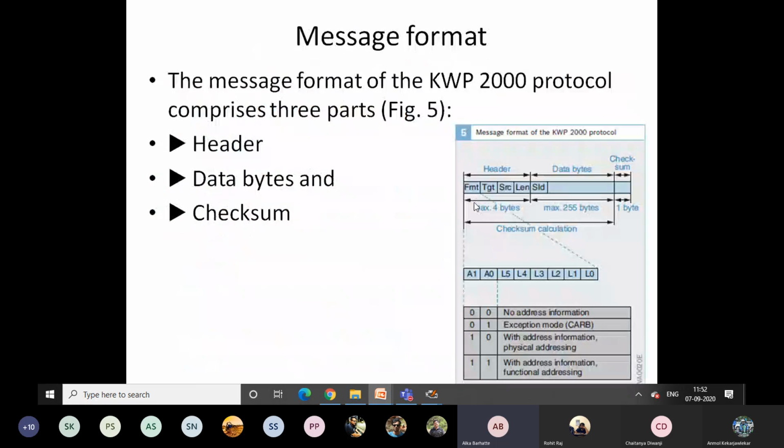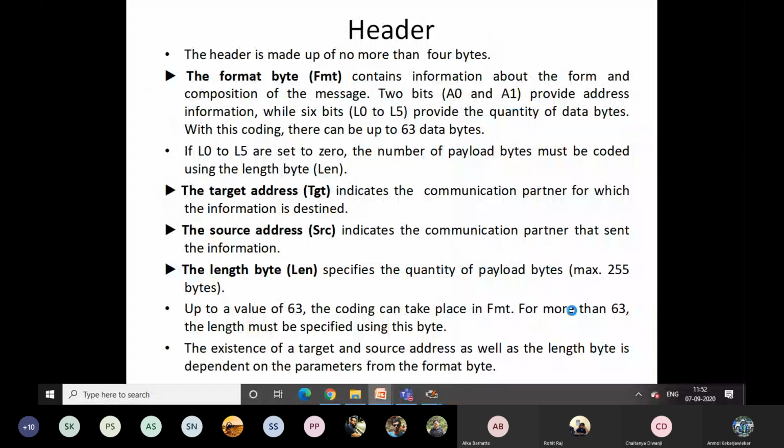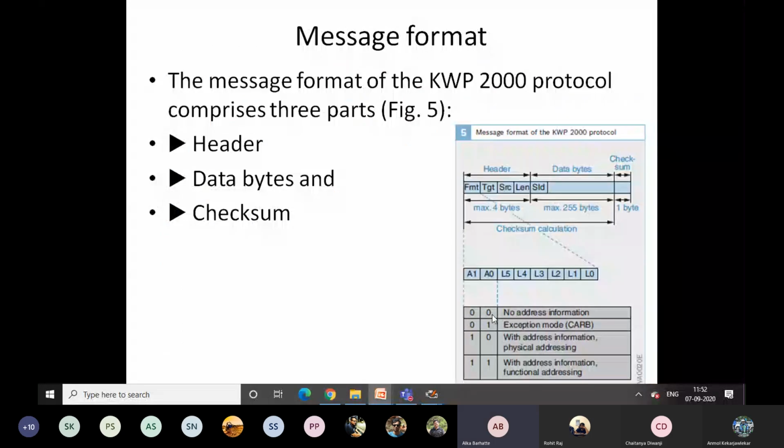It is the format byte. It is represented by 8 bits, where the first 2 bits give us the address information. For example, if it is 00, there is no address information. 01 goes into the exception mode, meaning there is some error. If 10, it represents physical addressing, and 11 is functional addressing, functional safety related data.